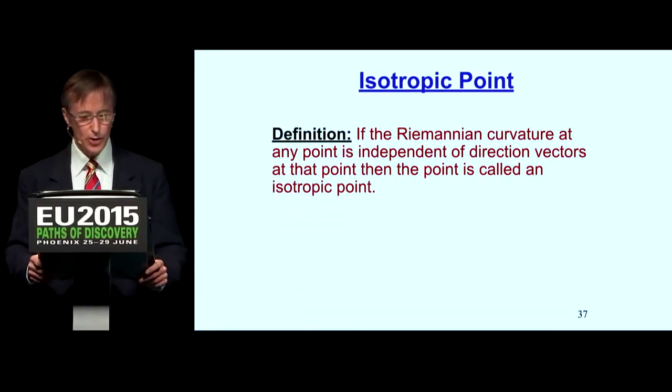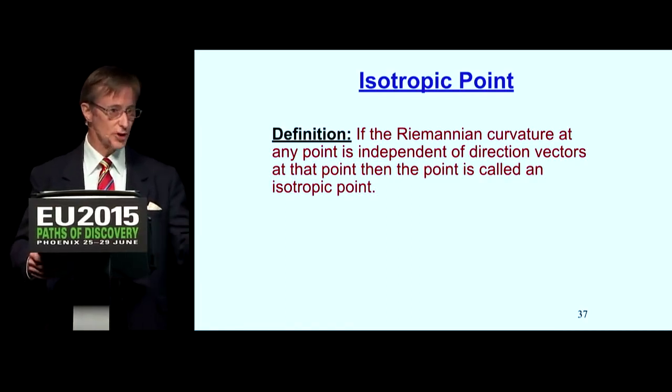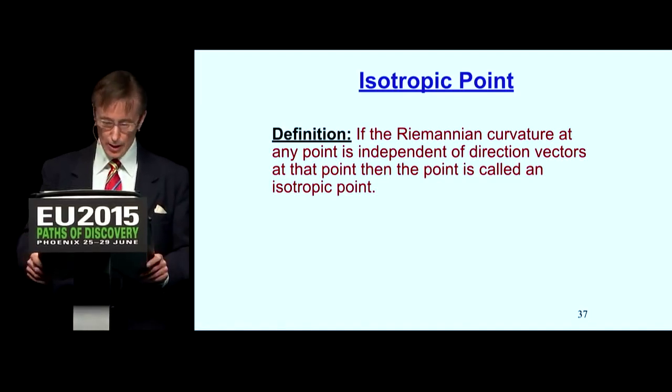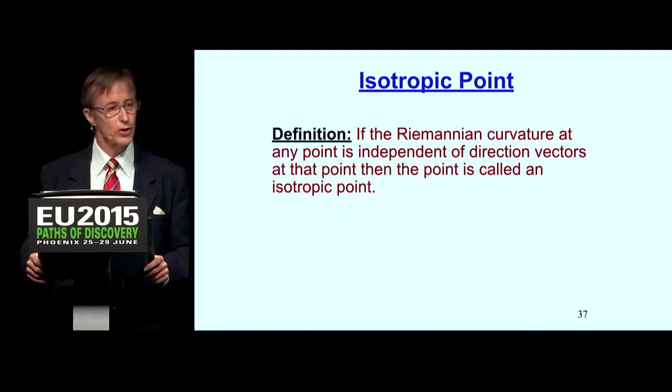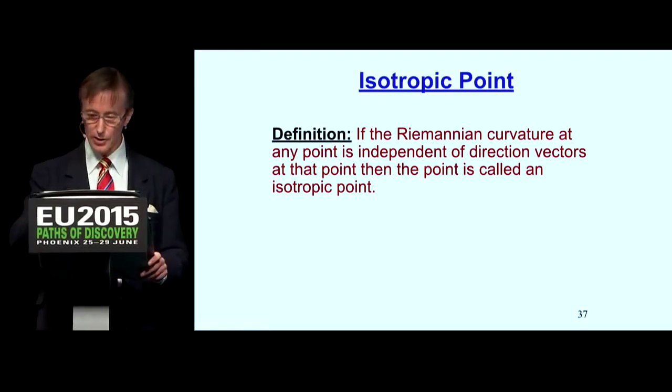I'm going to give a definition. I didn't make it up. The mathematicians did. I just borrow from them. I use what they tell us to use. I trust the mathematicians have done it right. Sometimes they don't. Anyway, definition. If the Riemannian curvature at any point is independent of direction vectors at that point, then the point is called an isotropic point. Why? It means it's the same everywhere. It's independent of the direction vectors.